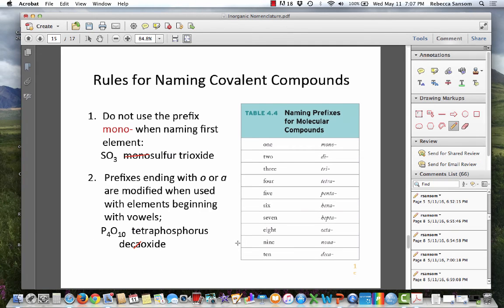Okay, let's do some other additional rules. You don't use the prefix mono on the first element. So SO3 is sulfur trioxide, not monosulfur trioxide. Also, prefixes ending with O or A get modified when you start something with a vowel. This would be tetraphosphorus decoxide, not decaoxide. It's not a big deal if you forget this. This one is more of a big deal.